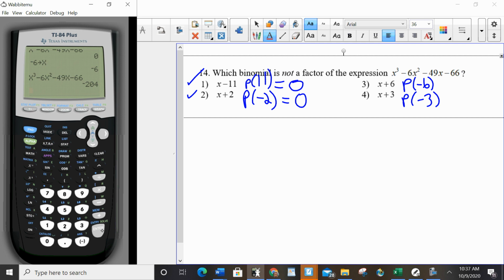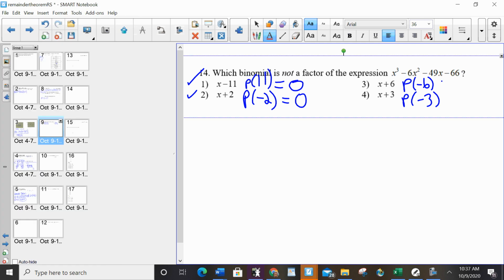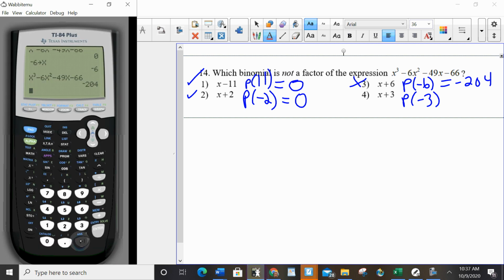I got negative 204. So since there's a remainder of negative 204, it does not divide evenly. That one is not a factor. But again, I always go through all 4 choices. That will help eliminate and catch mistakes.